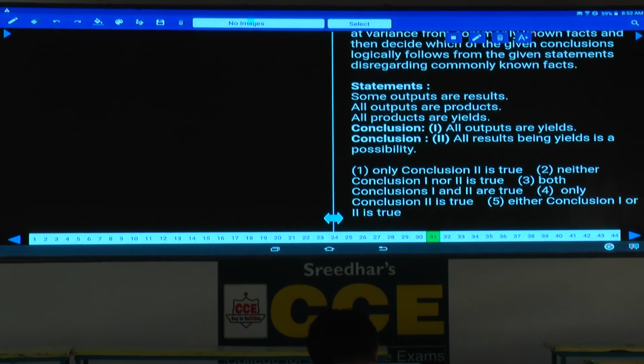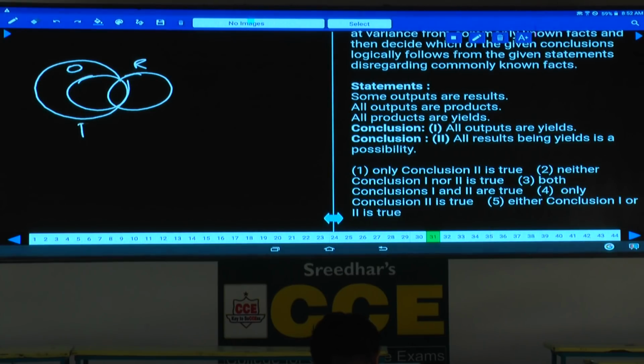Now in the 31st, the statements can be written like this: some outputs are results. All outputs are products. And all products are yields. These are outputs and these are results. All these outputs are what? All outputs are products, and all products are yields.